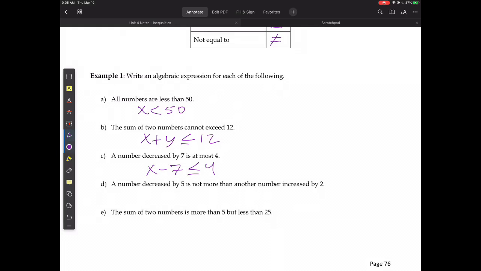If a number decreased by 5 is not more than another number increased by 2, not more than is just another way of saying less than, or possibly equal to. So a number decreased by 5 is less than or equal to another number, let's call it y, increased by 2. If it says the sum of two numbers is both more than 5, but also less than 25, then I know it's going to exist between the two. So I would say that 5 has to be less than the sum of the two numbers, which also has to be less than 25.